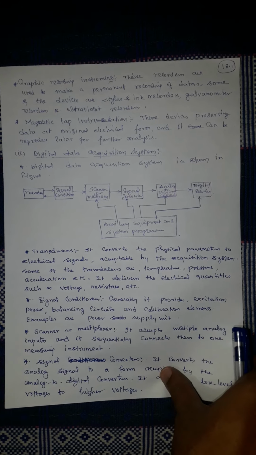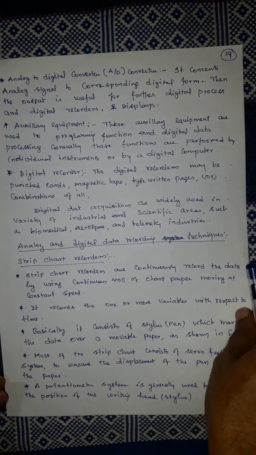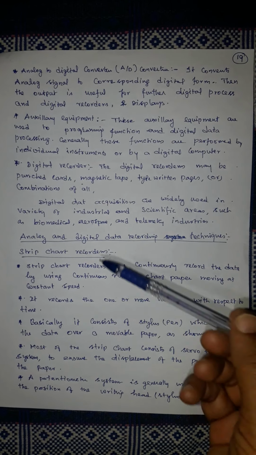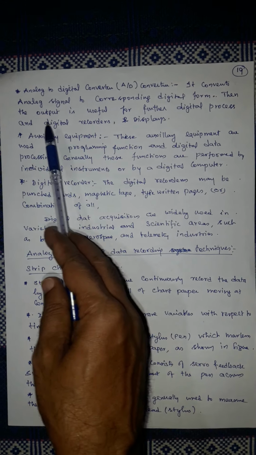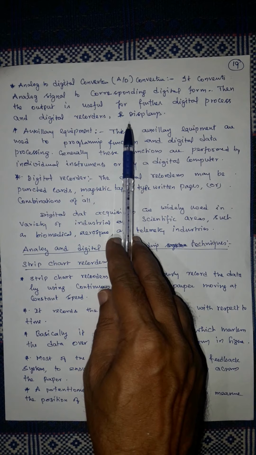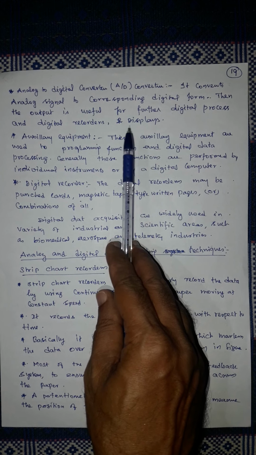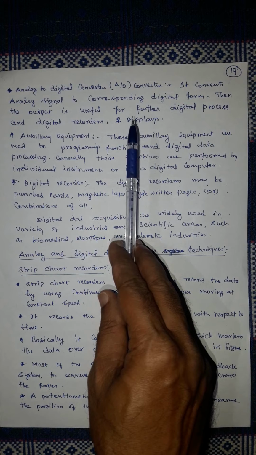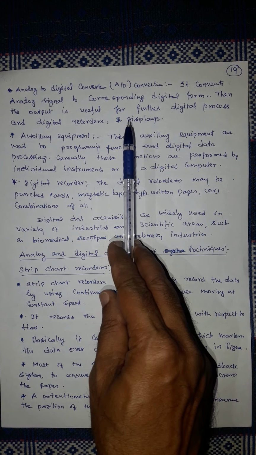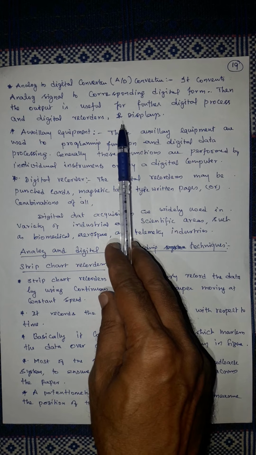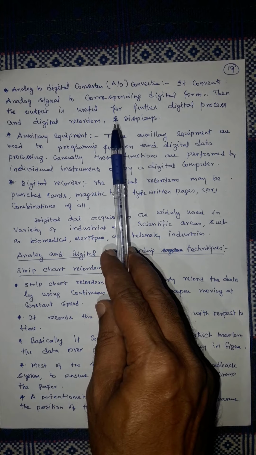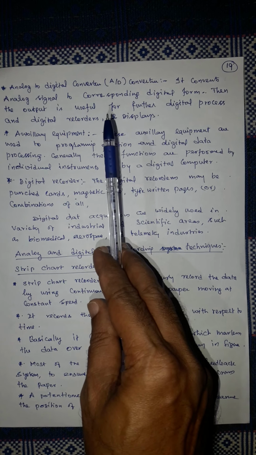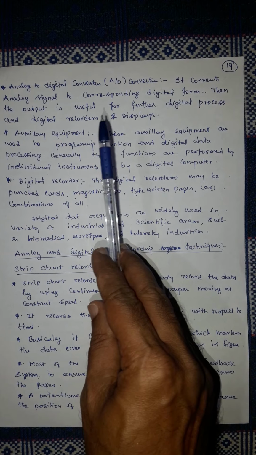And then the analog to digital converter, A to D converter. It converts the analog signal to the corresponding digital form. Then the output is useful for further digital processing and digital recorders. In general, suppose we have to give any input to a computer, a microcontroller or a microprocessor, it is necessary to convert the analog input or analog data to digital data. For example, 10 volt or 5 volt, 4 volt, 3 volt, 1 volt. We have to convert the corresponding magnitude into a corresponding digital value.